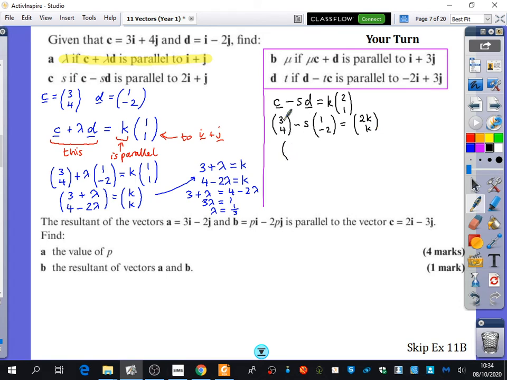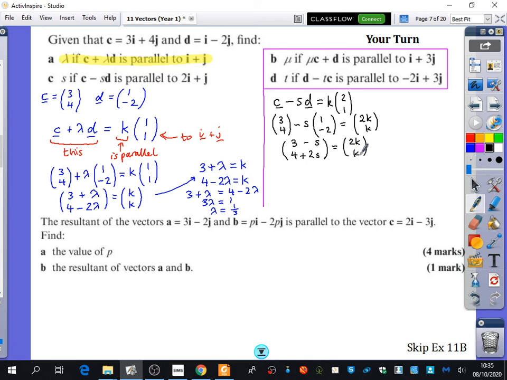So the top part, what would the top part be? It's going to be 3 minus s, because you've got 3 minus s times 1. What would the bottom part be, Lily? 4 plus 2s, because you've got a negative times a negative, so it would be 4 plus 2s. Yeah, it's an s, not a t, okay? And not a 5. And that is equal to 2k, k.